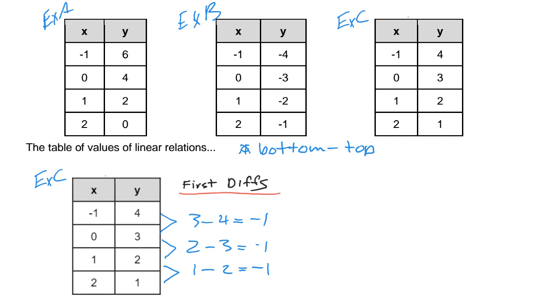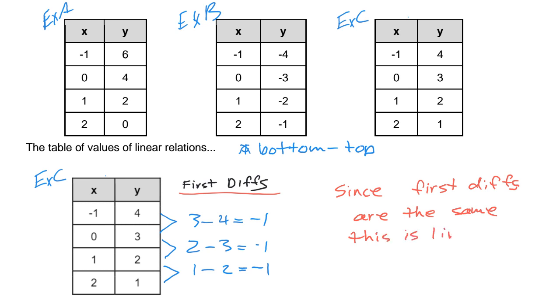The reason we need to do this is because I need you to identify the concept of first difference. So your first differences are the same, and you'd say, since the first differences are the same, this is linear. And we're done. That's it. Pause the video, copy this down, and make sure that you're ready for the next bit.